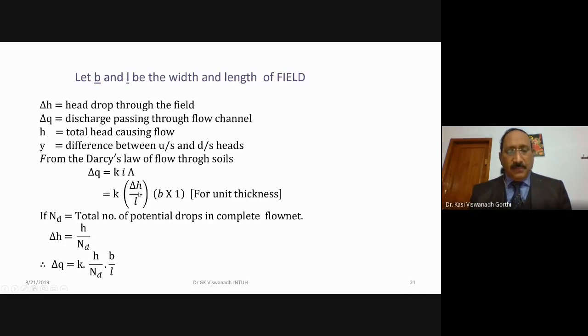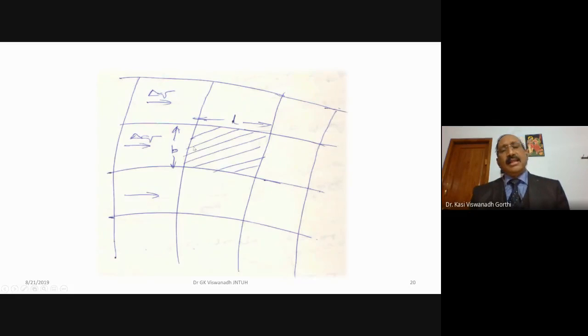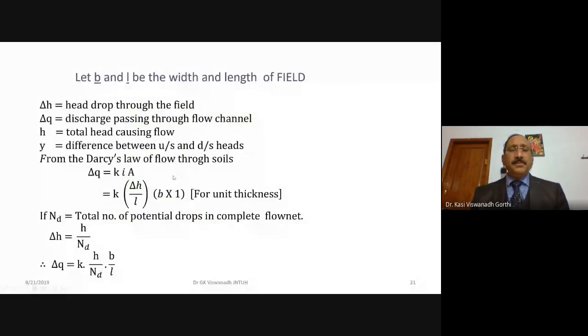So delta H divided by a length of L, so the hydraulic gradient will be delta H by L. K is the permeability of the soil, or the embankment material. From this point to this point over a length of L, if there is a drop in pressure of delta H, then delta H divided by L will give you the hydraulic gradient I.